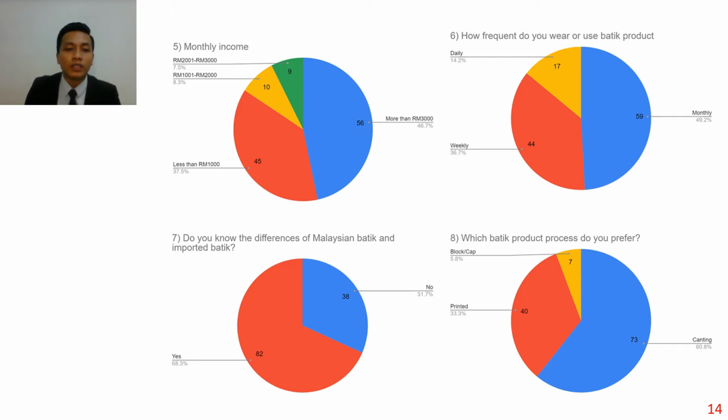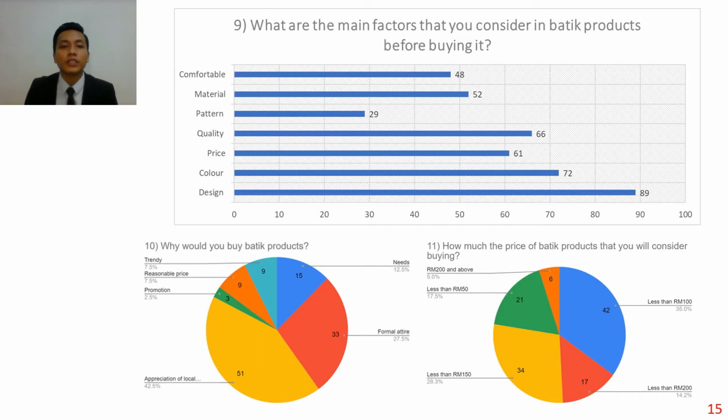The seventh question is, do you know the differences of Malaysian batik and imported batik? And the answer is, most of them know the differences of Malaysian batik and imported batik. The eighth question is, which batik product process do you prefer? And most of the respondents prefer canting batik process. The next question is, what are the main factors that you consider in batik product before buying it? And the main factor is design.